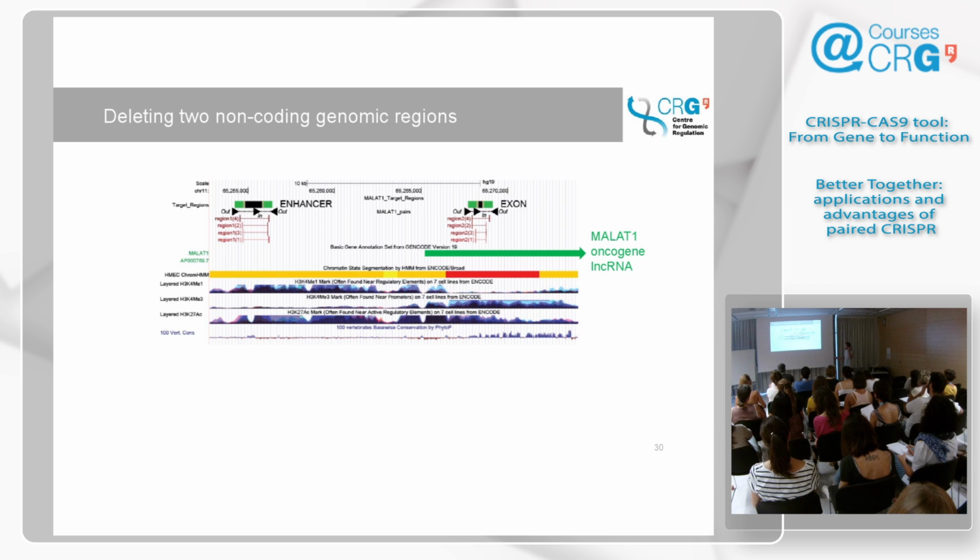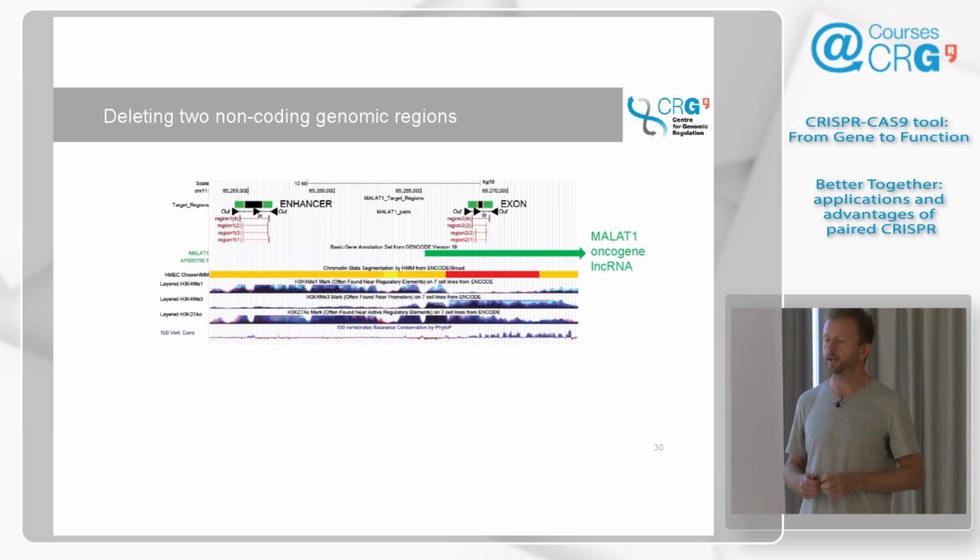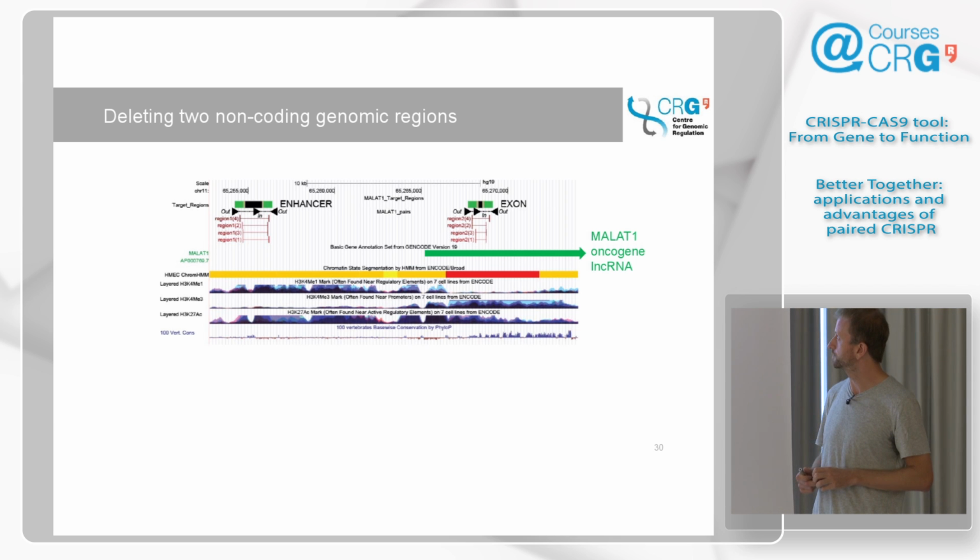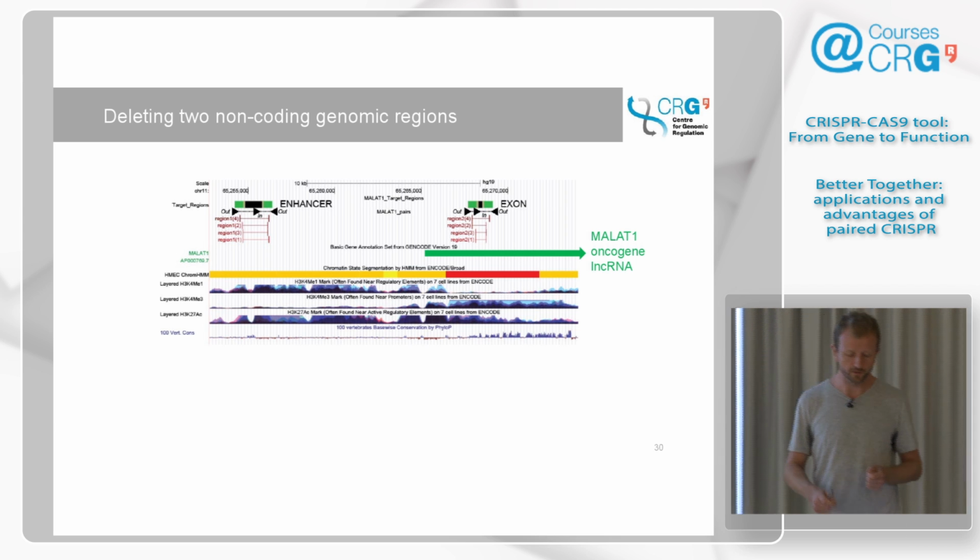Coming back to MALAT1, in this experiment we didn't try to delete the promoter anymore. We were interested in whether we could knock out a fragment of the exon. This is coming back to what I was saying: can we just delete pieces of a gene or pieces of an lncRNA rather than silence the whole thing? We also did an enhancer, but the results were quite similar between the two.